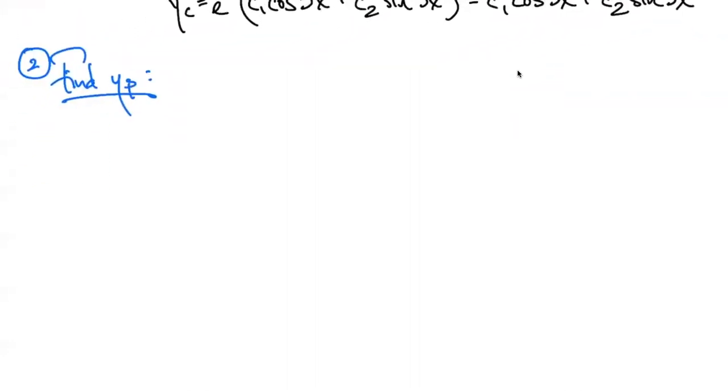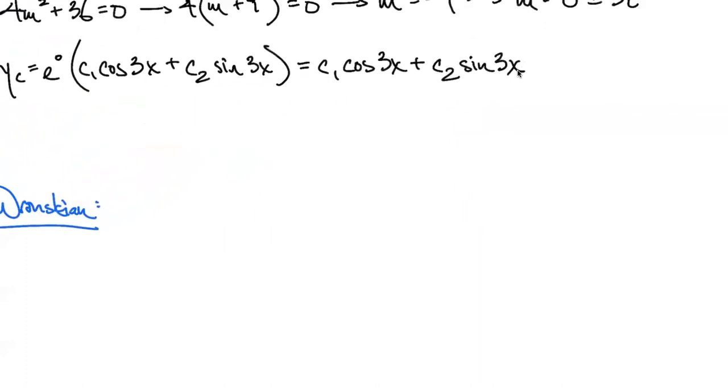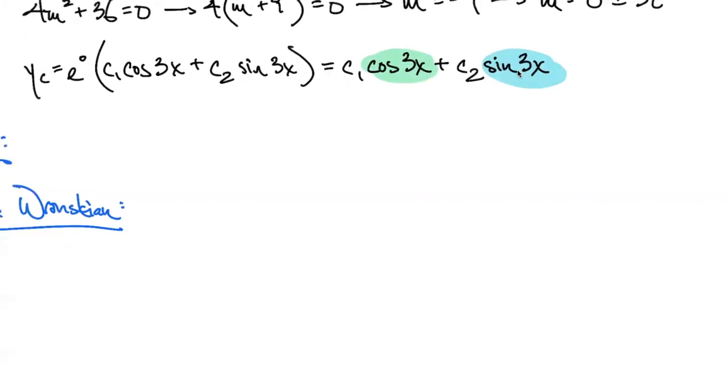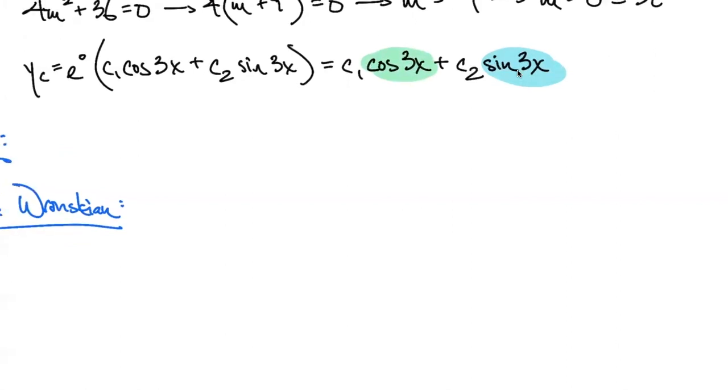We're going to use the same 2 steps. We're going to find our Wronskian, and then we're going to plug it into that big formula we had at the beginning to find our y sub p. All right, so if I were to continue with the color coding, I would say that this sine 3x is my y sub 2, and my cosine 3x is my y sub 1. And so let me label those.